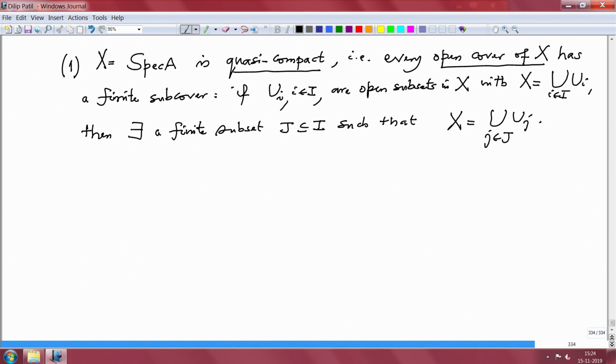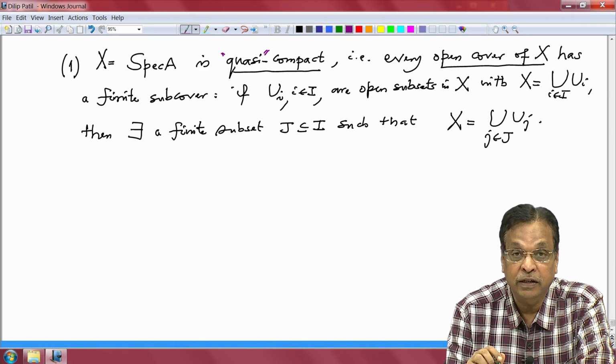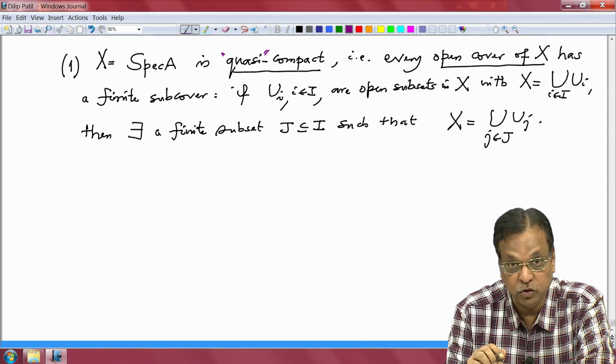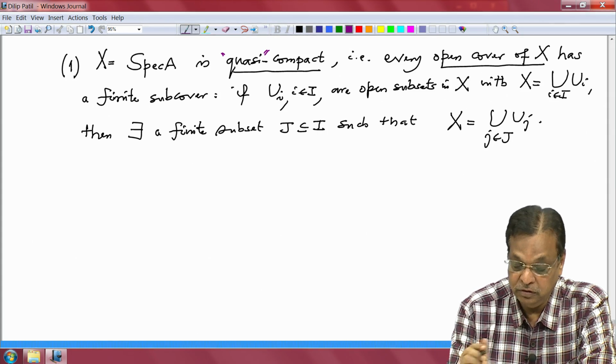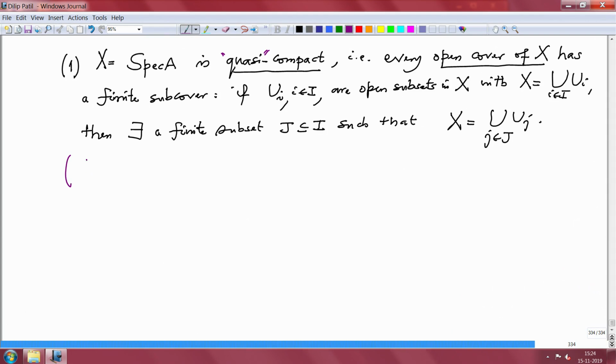Before I go on, I will also explain why quasi compact, why this word quasi. Normally, if you see standard books on topology, most of them will say compact, but when usually one says a topological space is compact, one usually assumes that it is Hausdorff. Hausdorff means, so I will recall this quickly because we are not going to go too much into this.